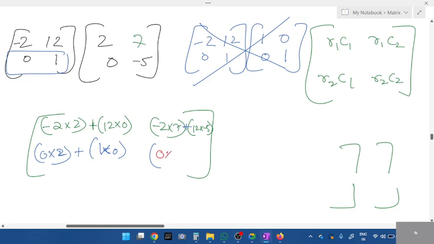Very good. 0 into 7 plus minus 5. Now tell me the calculation. What is minus 2 into 2? Minus 4 plus 0. Next one. Minus 2 into 7 is minus 14. What is 12 into minus 6, students? 12 into minus 6 is? There should be plus in between, but when you open the bracket, you get minus 60.